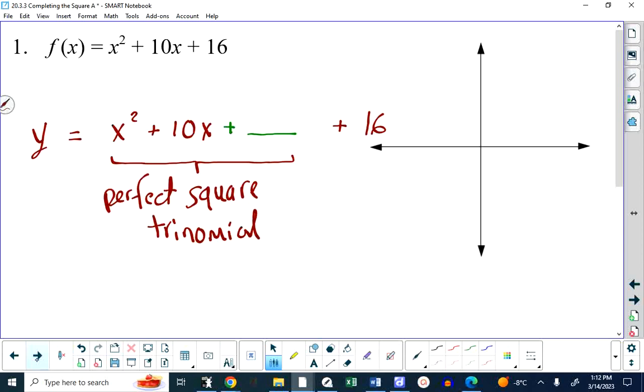And I think I've set the stage for this. I think you know. Nate, 25. Half of 10 squared. Half of 10 is 5. You square that, you get 25. But let me ask you a question. Is this thing now that I've written, x squared plus 10x plus 25 plus 16, the same as the function that we started off with? No, it isn't.